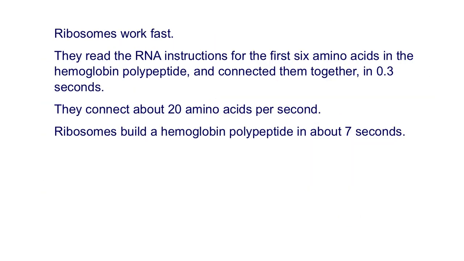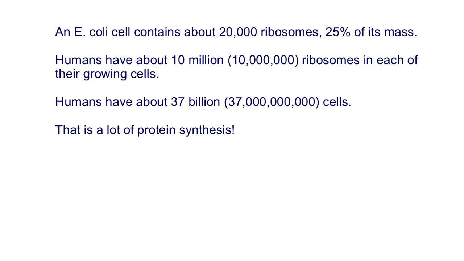So translation does about 20 amino acids per second. So pretty quick. When you think about it, one of our cells has about 10 million ribosomes. And the primary function of a cell is to make proteins, no matter what kind of cell it is.